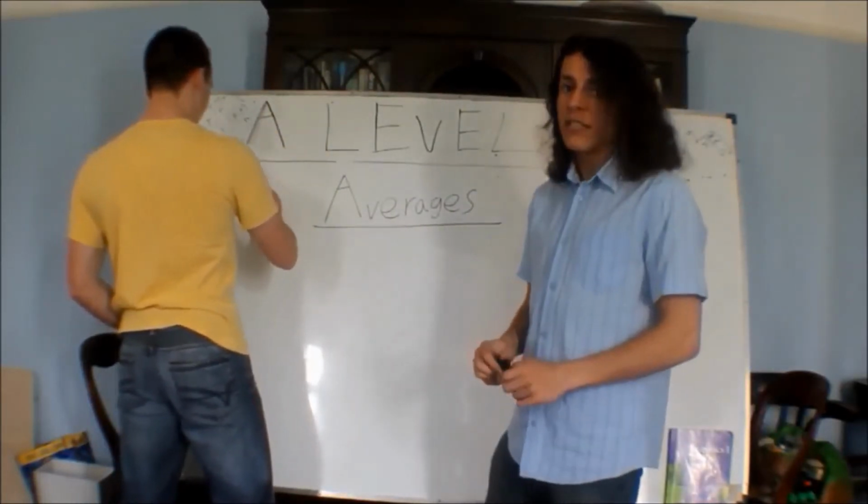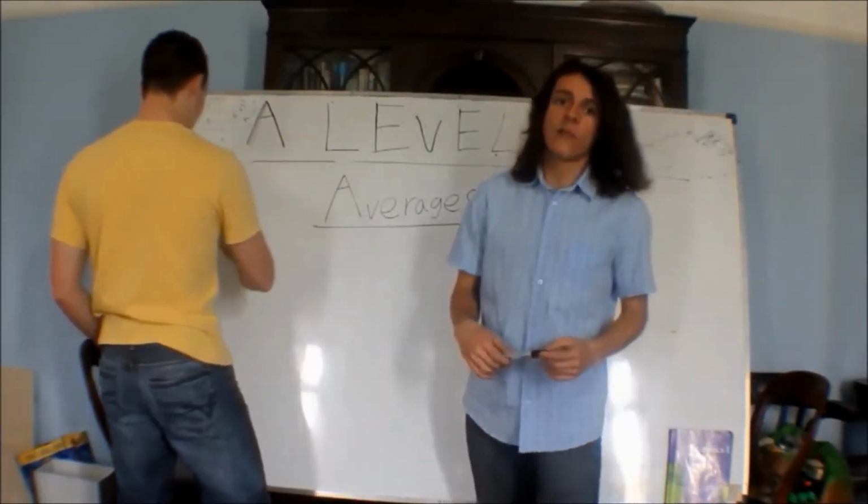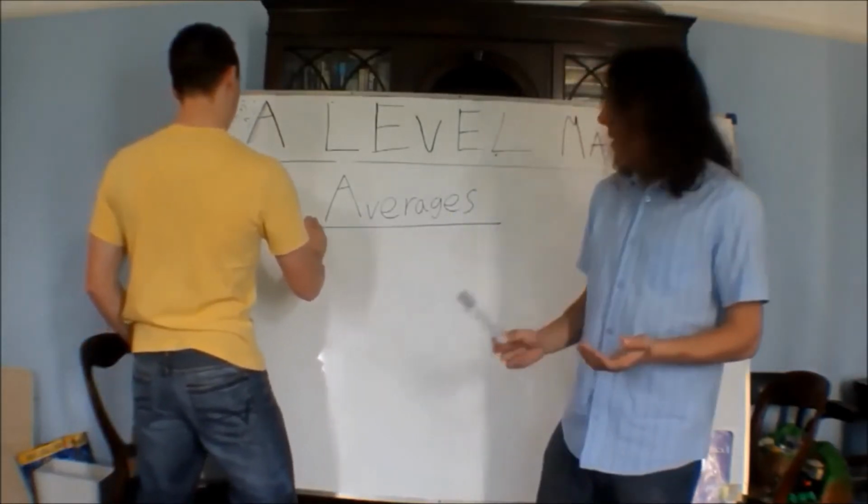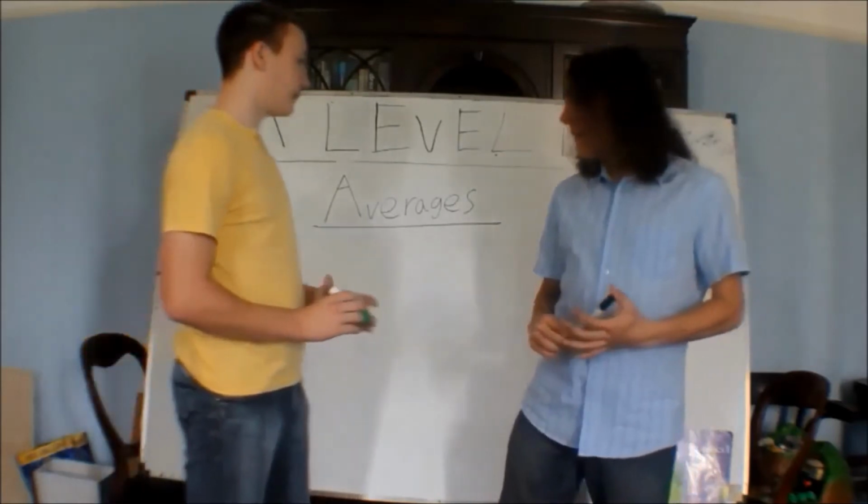A revision of GCSE, mostly. You should recognise the next few words that are going up on the board, and those are median and mode. These are measures of how you judge data, but what are they?